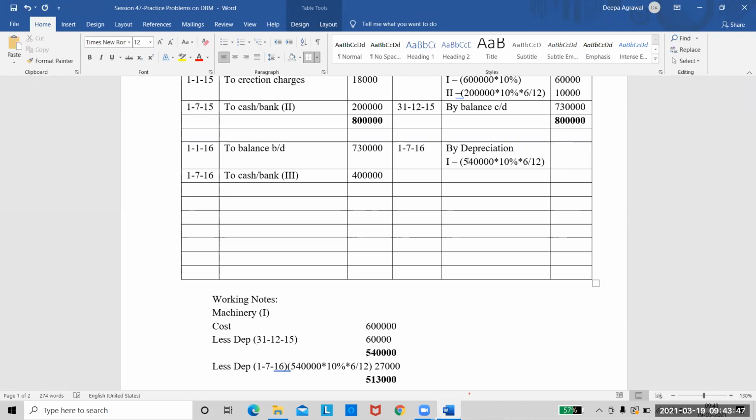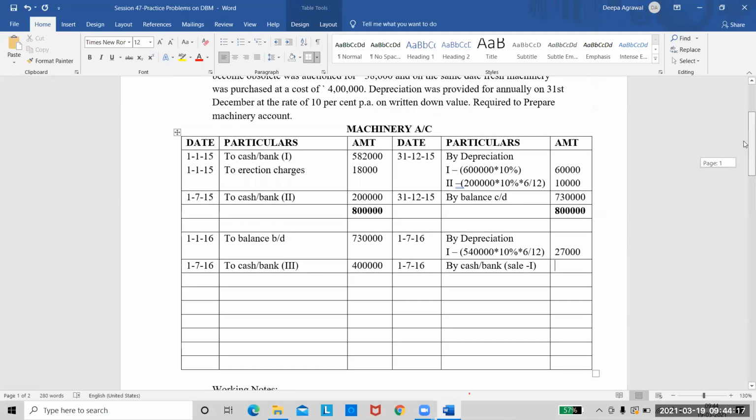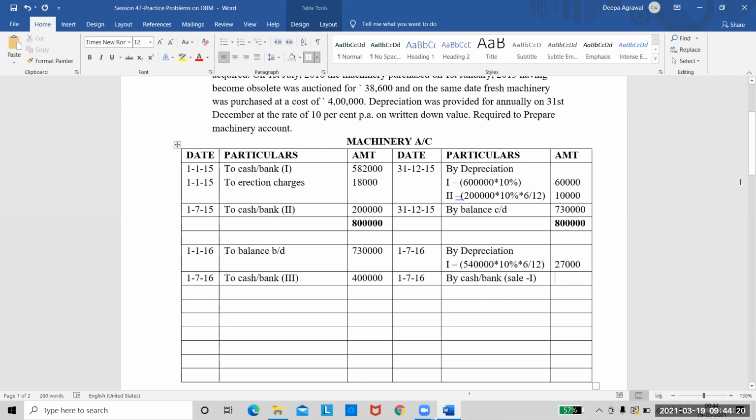So remember, every time you will calculate depreciation on the leftover balance. So that is 27,000. So I put the value of depreciation. What should I do now? I should write the entry for selling the asset. So 1/7/2016, we will write it as by cash/bank in brackets sale of machinery number 1. And we are selling it for how much? 38,600.